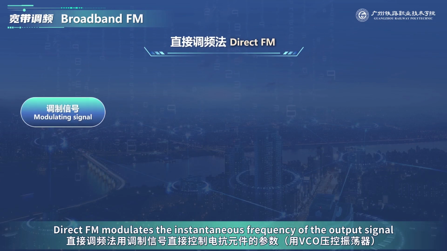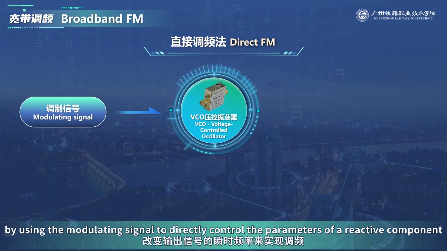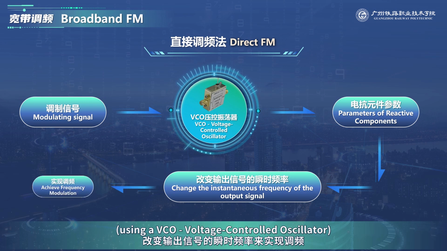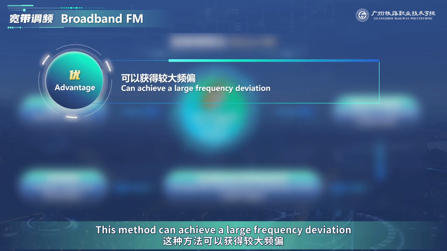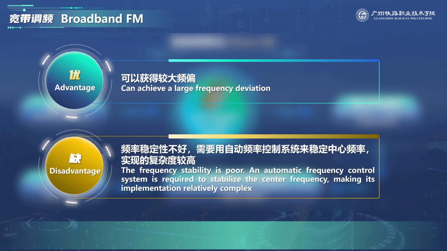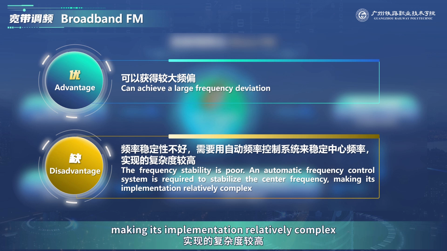Direct FM modulates the instantaneous frequency of the output signal by using the modulating signal to directly control the parameters of a reactive component. Using a VCO, voltage-controlled oscillator, this method can achieve a large frequency deviation, but the frequency stability is poor. An automatic frequency control system is required to stabilize the center frequency, making its implementation relatively complex.